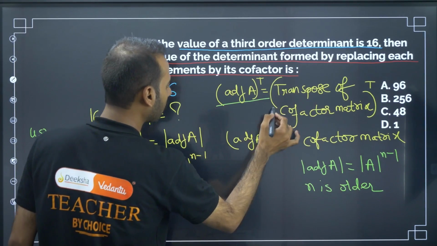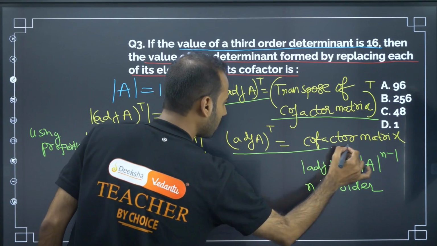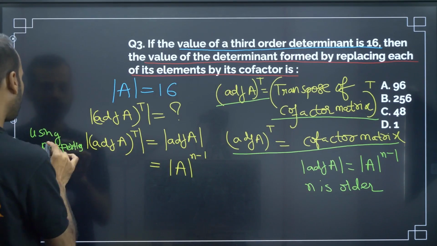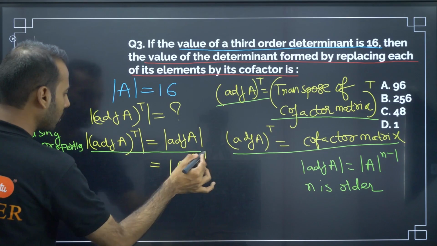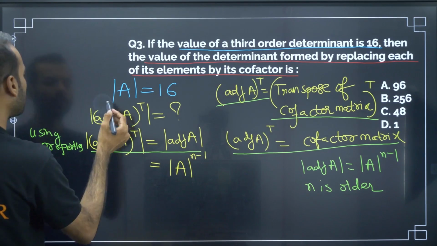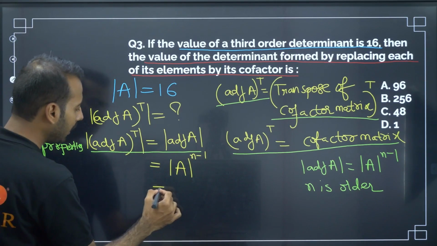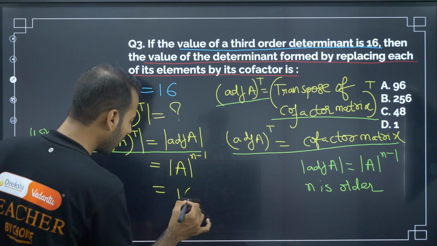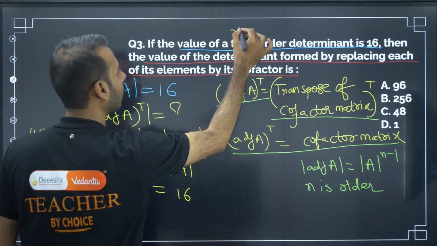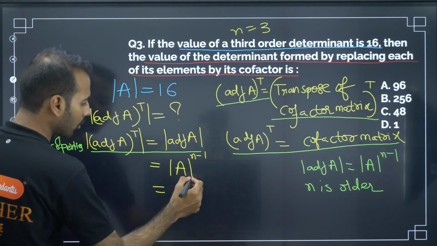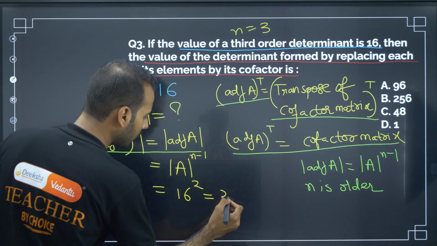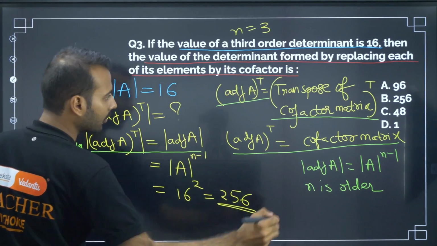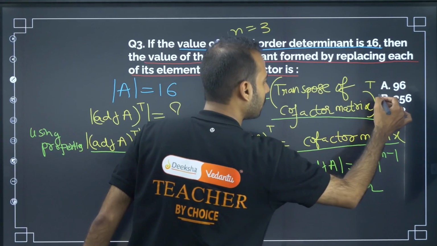Also, this also you have to consider as synopsis. This is all synopsis part only. Next, using properties, this also is synopsis. Now all this is synopsis only. Next, determinant of A they have only given as 16, n they have only given of order 3, means n is equal to 3. So 3 minus 1 is 2. So 256 is the answer for this. So is there any such option? Yes, B is the answer.